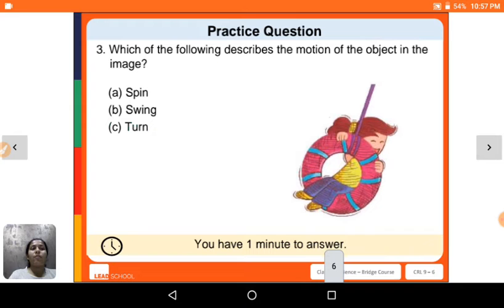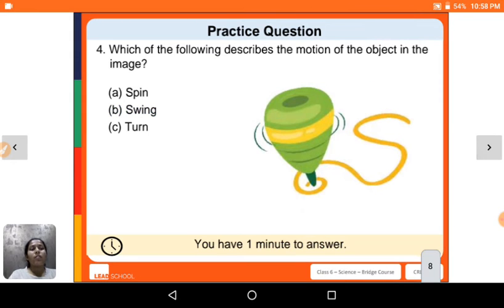Which of the following describes the motion of an object in the image? There is one girl sitting on a swing and she is moving from left to right or front to back. She is swinging on the swing. So what is the motion here? Swing. So the answer is swing.